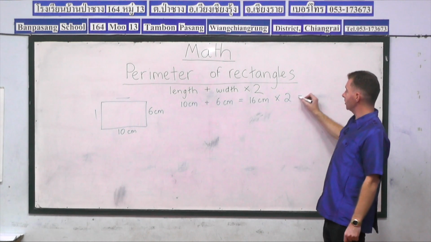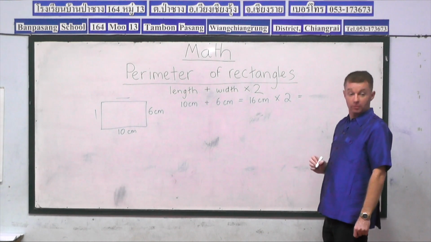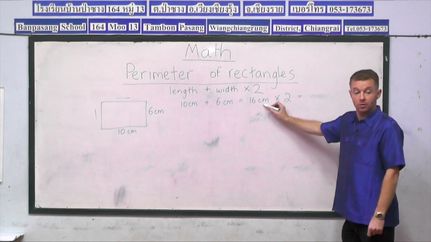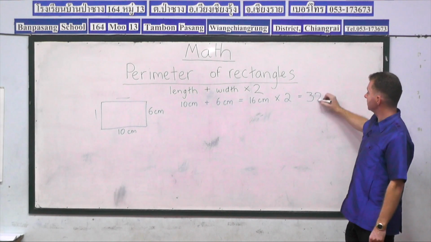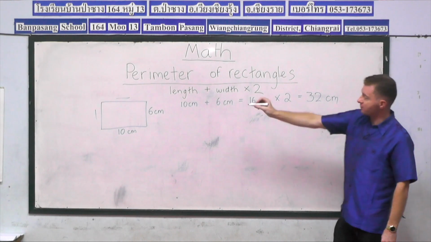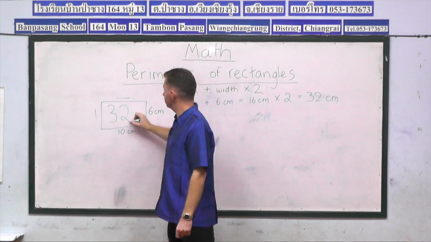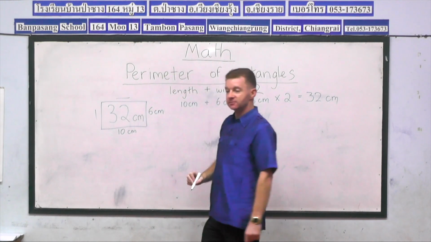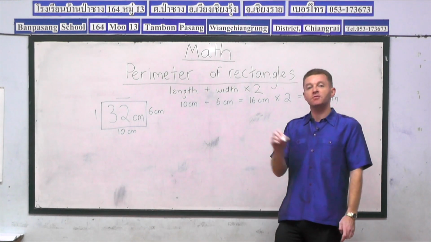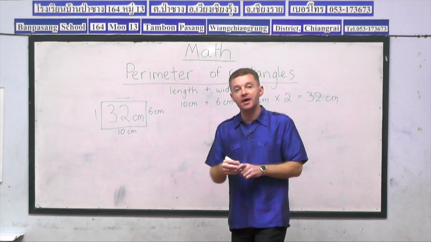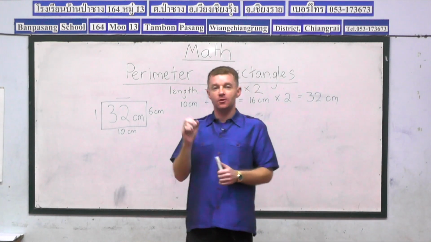16 times 2 equals 32. So now we have our answer. The perimeter of this rectangle is 32 centimeters, because we've worked out the length and the width by adding them together and then timesing by 2.